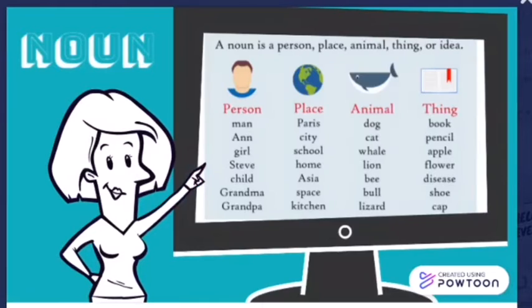Now, let's start with the next one, which is the nouns. If you remember, nouns are a person, a place, an animal, or a thing, like the name of a person, a city, a country, an animal, the day of the week, a fruit, food, or others.